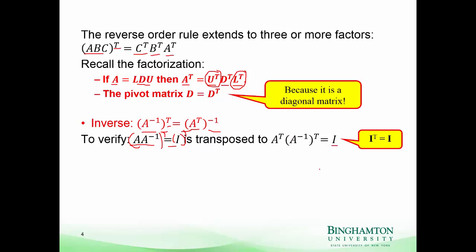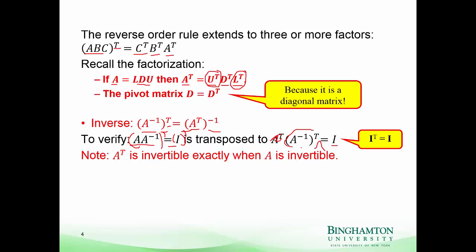Do I have this backwards? Yeah, I think I got this backwards. I need to put this the other way around. So it gets transposed to, this should be in here, I think, is what I'm trying to do. So A transpose is invertible exactly when A is invertible. So this thing becomes the inverse of A transpose.